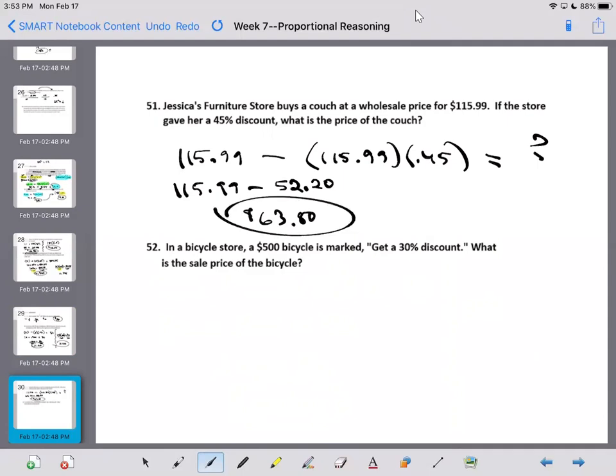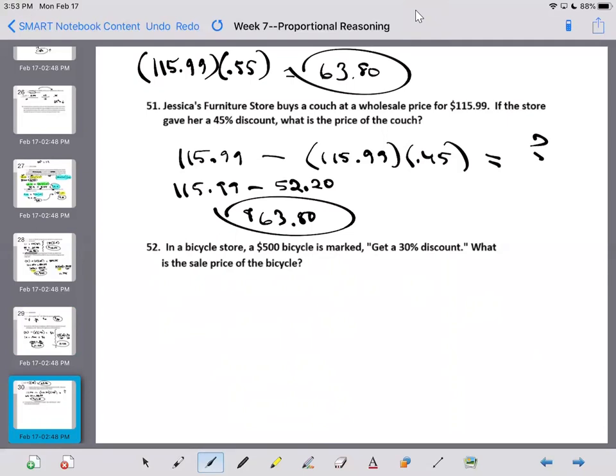Now, if you knew you were getting 45% off, then that means you were really only paying 55% of it, because 55% plus 45% makes 100%. So $115.99 multiplied by 55 hundredths, and you're going to get the $63.80.